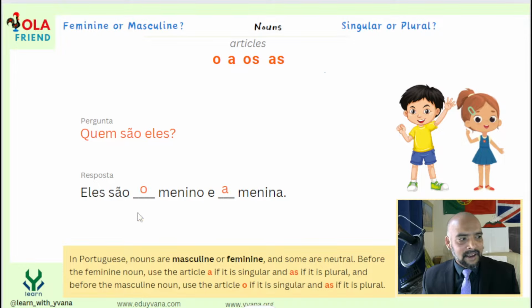We can say elas são o menino e a menina because here they are two. As a group they are plural, so we use elas são, but here we say o menino, they are the boy and the girl. That means we are individually counting these two different kids, right? We can say elas são o menino e a menina. That's perfect, right? So you are getting it slowly and nicely, right?